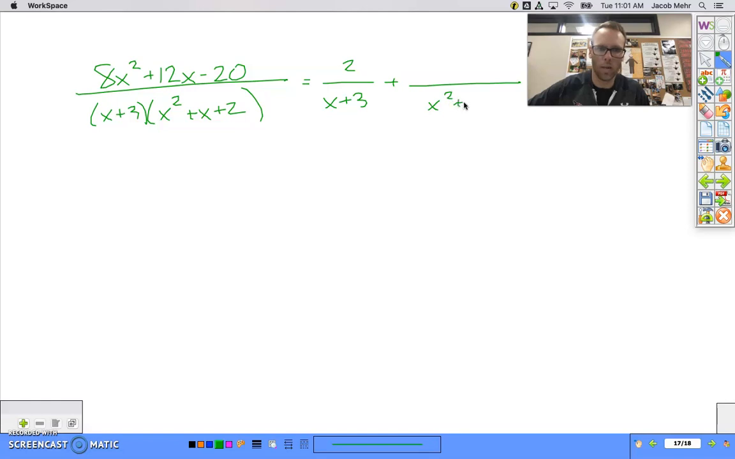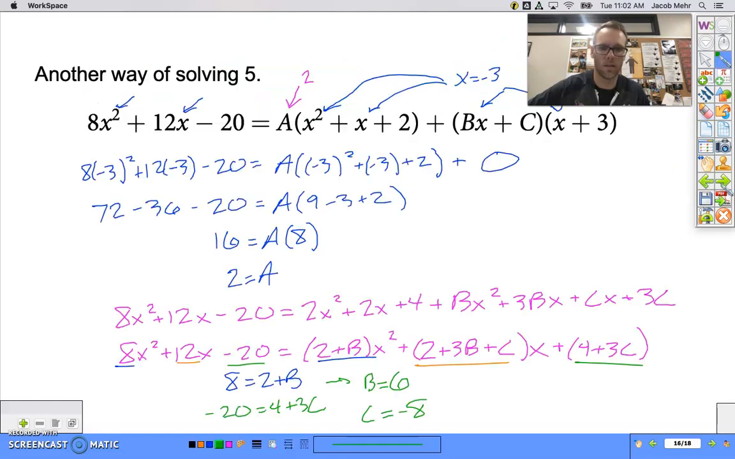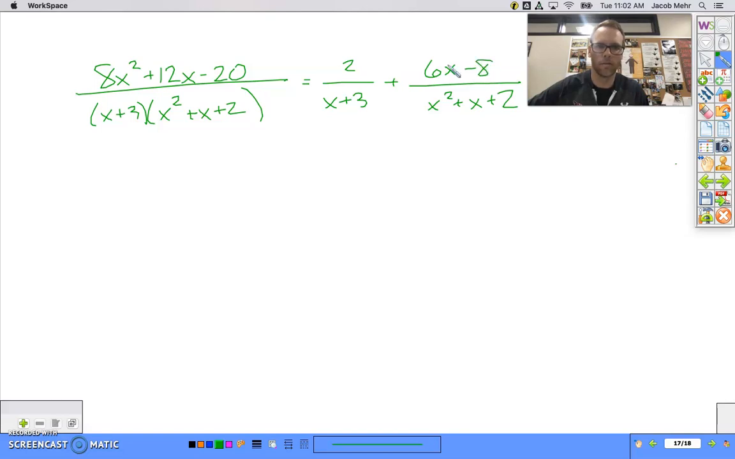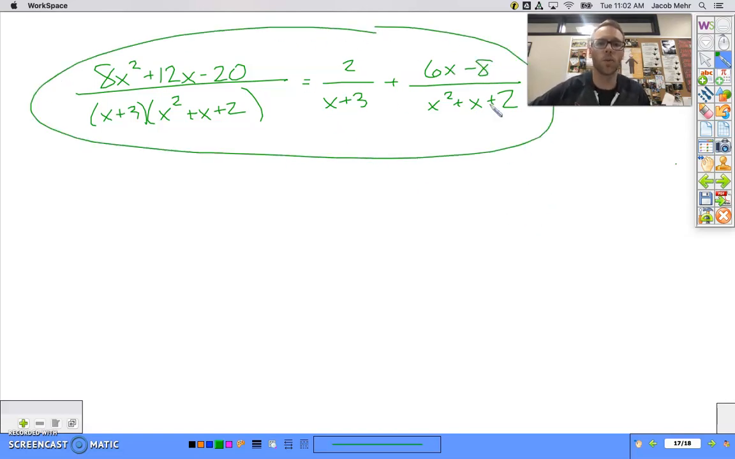Now remember, what went above the quadratic? Remember, it was bx plus c. But now we know b is 6 and c is negative 8. So there's our partial fraction decomposition when we have a quadratic term in the denominator that can't be factored. Remember, if you've got a quadratic down here, you have to have a linear up there, bx plus c. Now, we'll make one more video looking at what happens if we have a repeated quadratic in the denominator, and we'll go from there. But that'll wrap up this video. Thanks, guys.